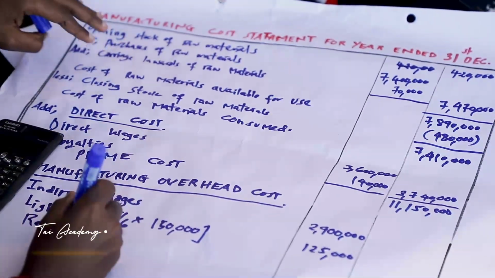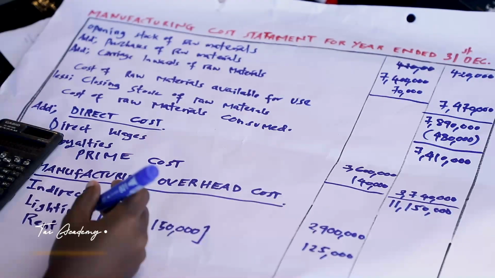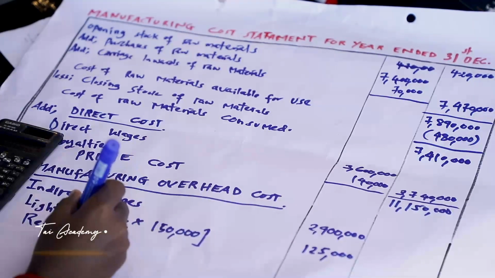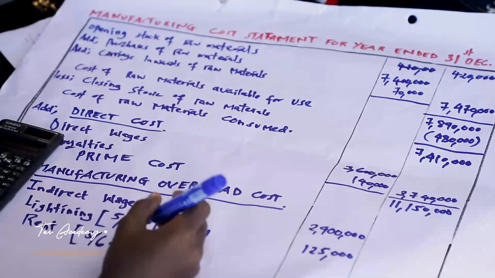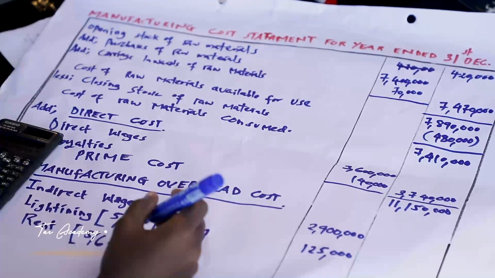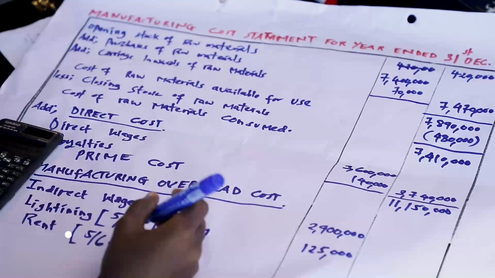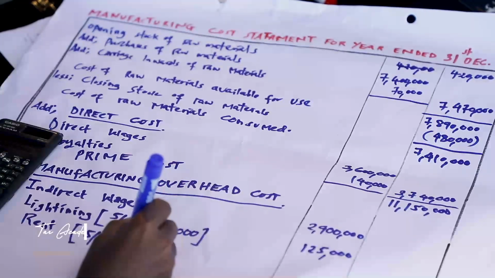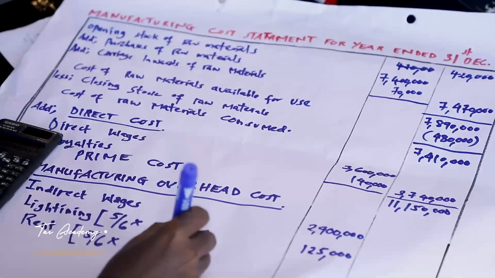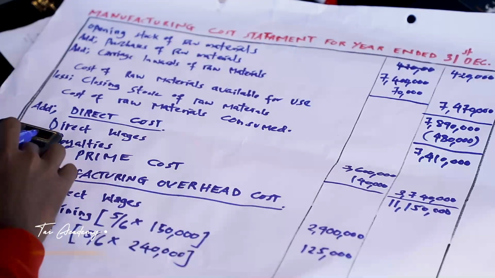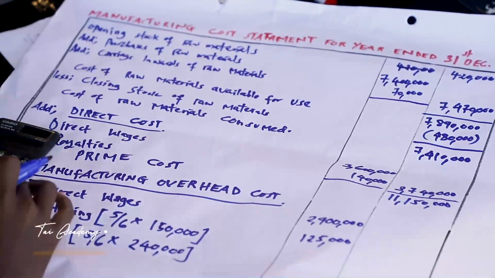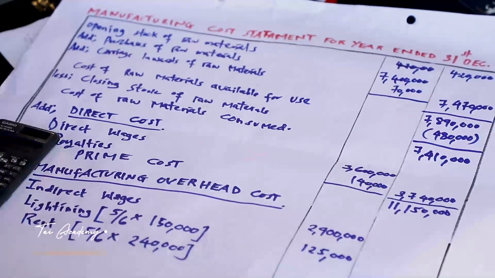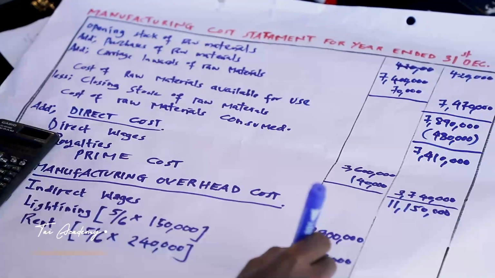So we have rent, whereby rent was apportioned 5/6 also. So you shall have 5/6 times the rent amount from the trial balance, at the cost of 240. So when you take 5/6 times 240, you get 200,000.